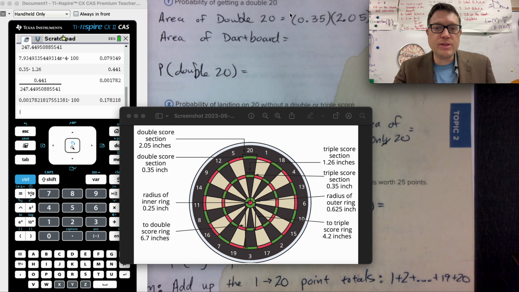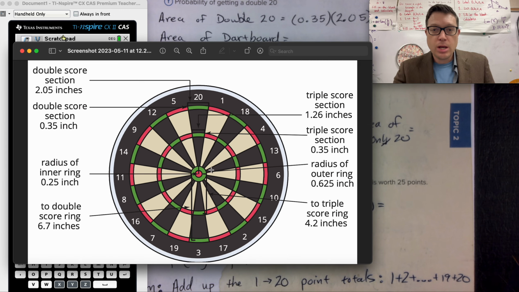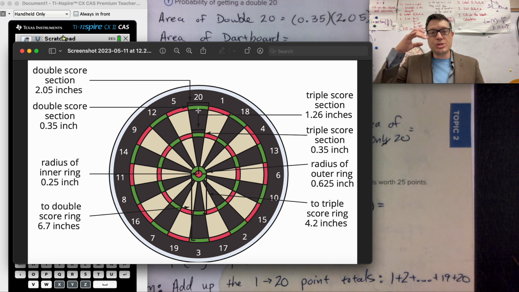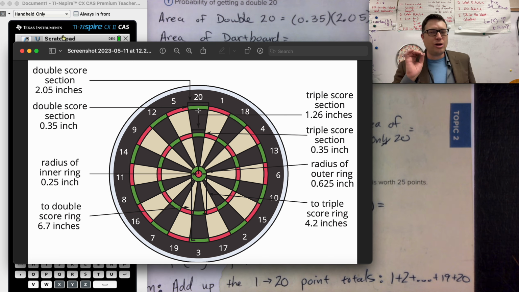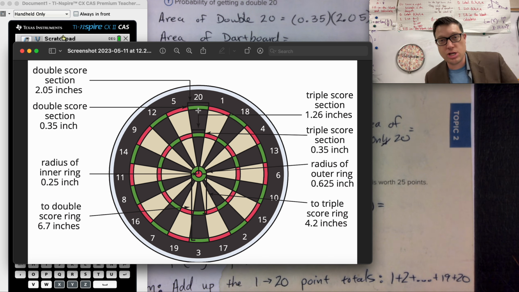Let's find the area of the double 20. Now the double 20 section, I'll make this a little bit bigger. The double 20 section is this section right here. And it does have some curve to it. So our calculation is going to have a little bit of estimation involved.